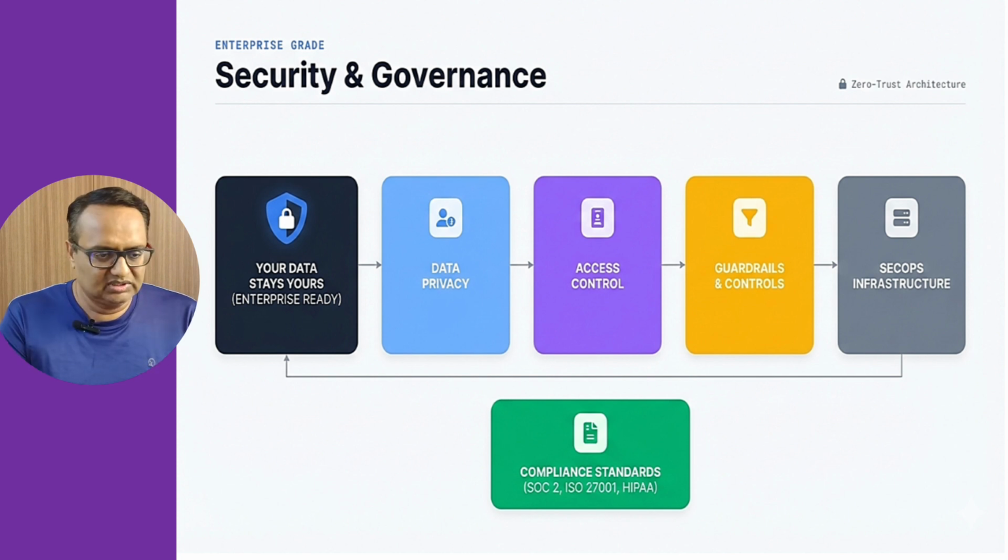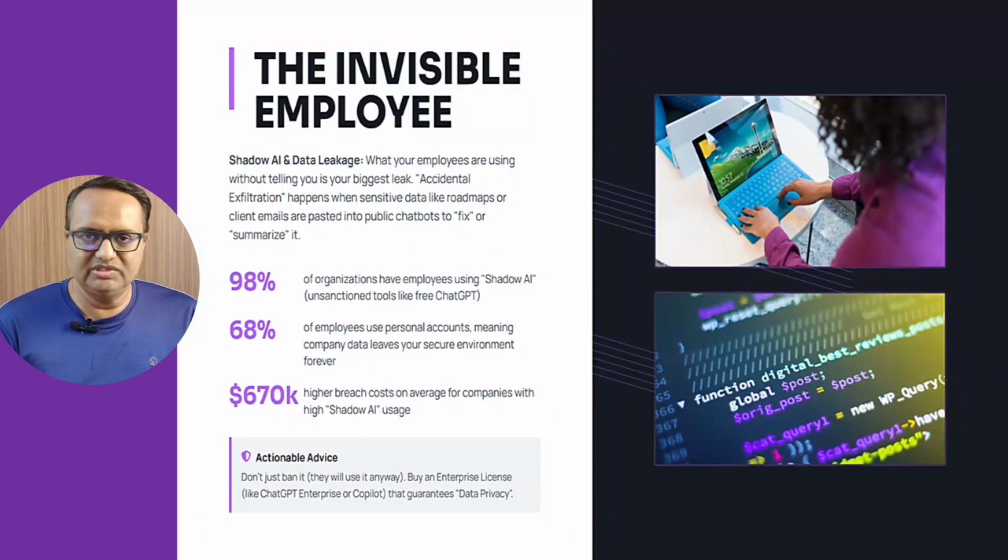Let's talk about the four main elements of security and governance, which are data privacy, access control, guardrails and control, and SecOps infrastructure. Before getting into more detail about these elements, let's understand the major problems we are facing in AI systems. Once we understand the problem, it's easier to relate to all these elements, like privacy controls, in a better way. So the first problem is the invisible employee.